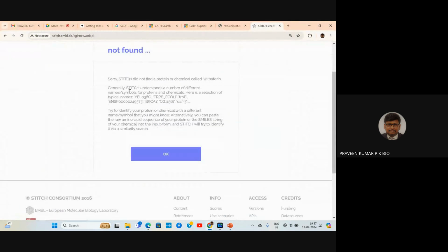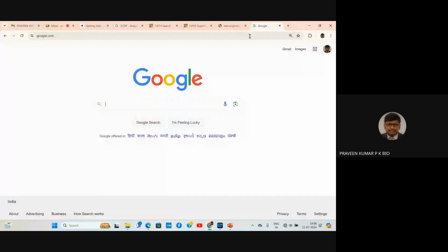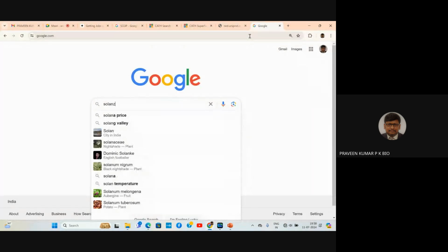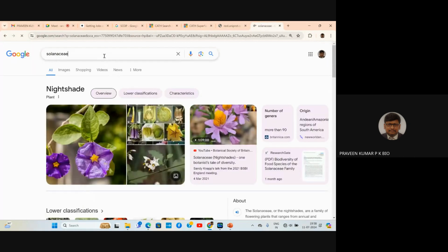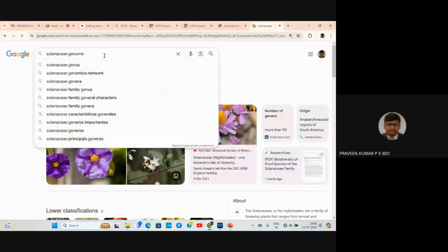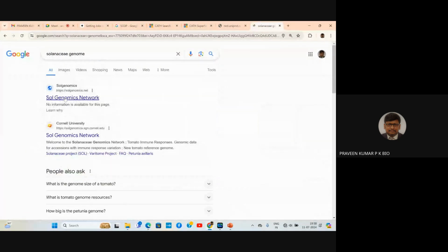I think it takes more time for Withaferin. Some problem is there, but I already showed you what kind of output you get if you type Withaferin, in the PowerPoint. Okay, let me close this. So if you want to go to the Solanaceae genome, simply type it like this, and you get, yeah, SolGenomics.